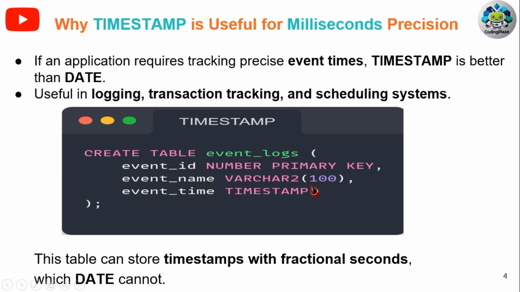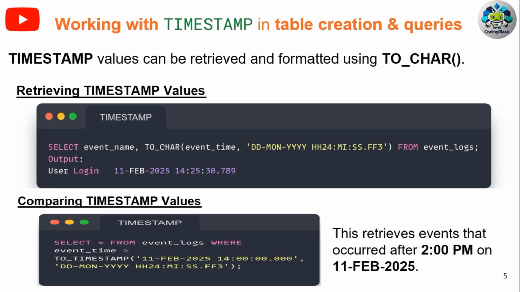Different times, 8 hours, 9 hours, will be there for each company, and you have to track those times, right? In that situation, timestamps are very useful. The table can store timestamps with fractional seconds, which DATE cannot. DATE stores only up to seconds. If you want accurate time with fractional seconds, you definitely have to create a timestamp column. Next slide is working with timestamp in table creation.